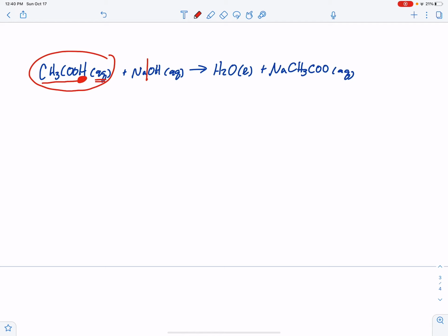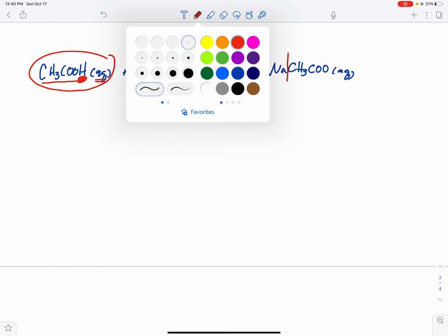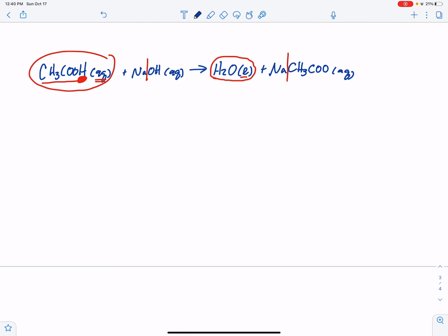Now this will break apart because it's got an alkali metal in it. This stays stuck together. Water always stays stuck together when it's written as a liquid. And then this is a salt, and again, it's an alkali metal salt, so it breaks apart. It's kind of funny how these look sometimes. So this is CH3COOH. I'll go back and write the phases in a second.